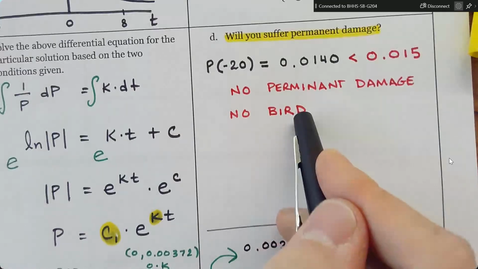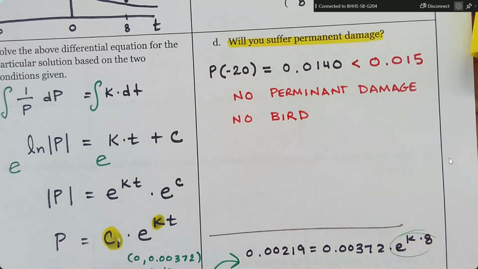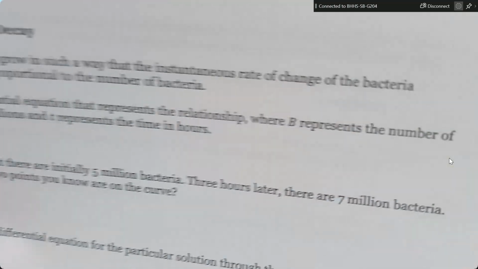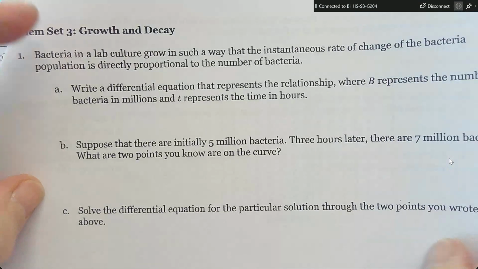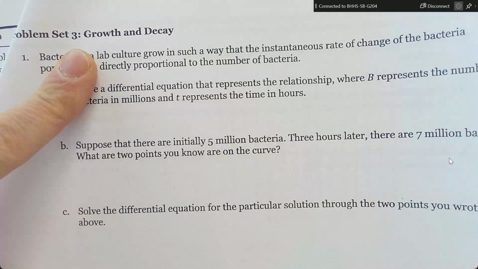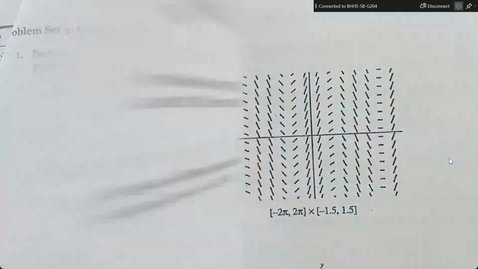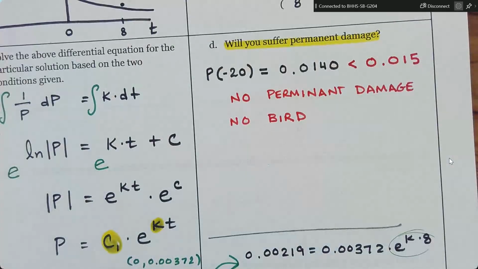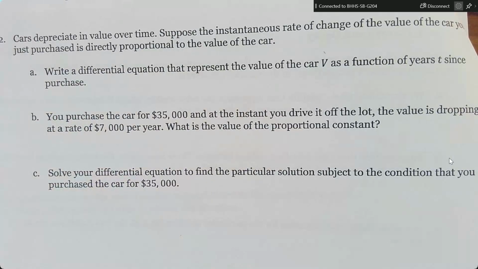All right, ladies and gentlemen. That's it. That's the game. That's what you need to know how to do. For your home fun, you want to finish up problem set 2, and then problem set 3 has 2 examples similar to what we just did. One with bacteria and the other one with buying a car. That is the game.